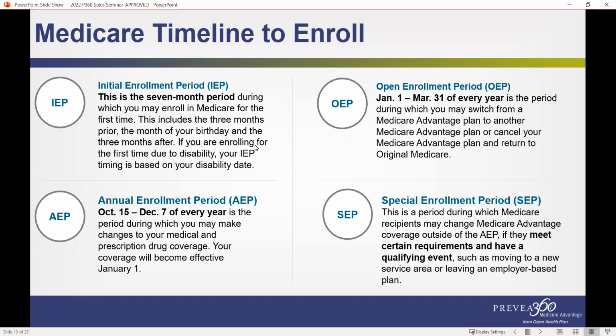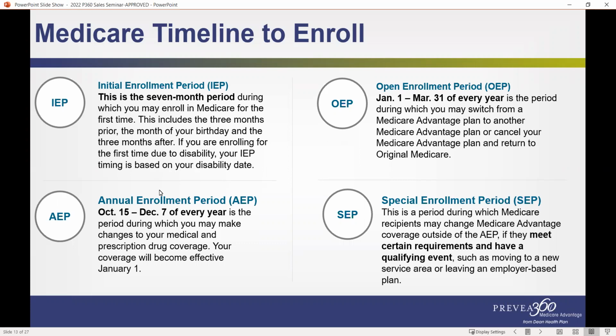If you are enrolling for the first time due to disability, your initial enrollment period is based off your disability dates. What this means is after 24 months of receiving disability, you are eligible for Medicare on the 25th month.